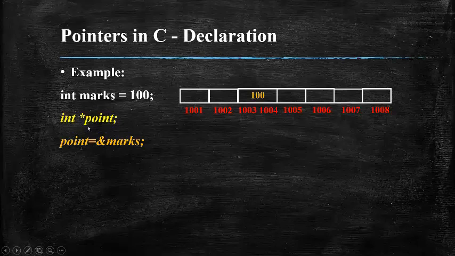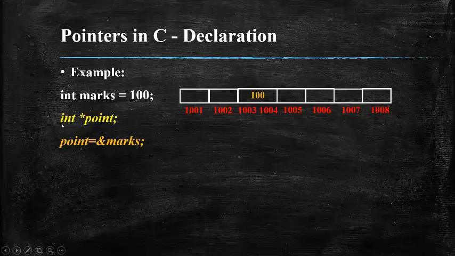I told you point is a pointer variable that will hold the address of another variable. In the second statement we have simply declared what my pointer variable is, but this pointer variable should hold the address of another variable. So in the next statement I have to indicate what address this pointer variable will be holding. Here I am taking the address of the variable marks, and it has been assigned to the pointer variable.